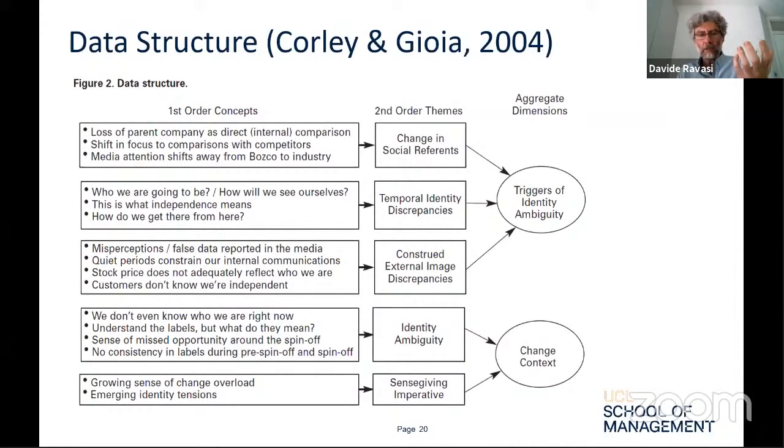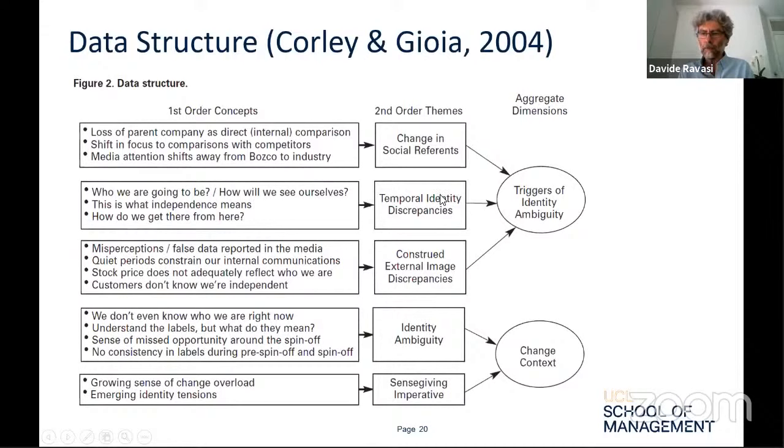How do we get from here to there? Or, this is what independence means. This is still a description in the words of the informants. The second order themes are more abstract. Change in social reference, temporal identity discrepancies. This is the language of academia.